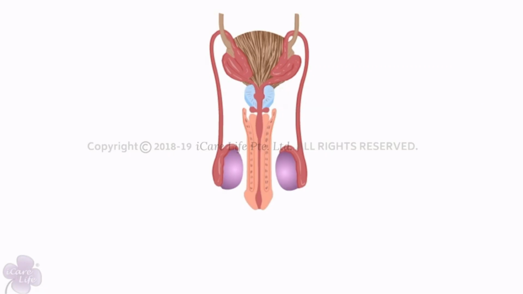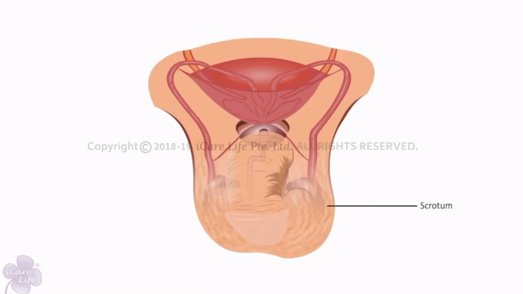The other organs help in nourishing, protecting, and transporting the sperm out of the body. The scrotum is the loose skin covering the testicles. It also contains many nerves and blood vessels. Special muscles in the scrotum allow it to contract and relax according to ambient temperature. It keeps the temperature of the testicles slightly lower than the body temperature, which is important for sperm development.